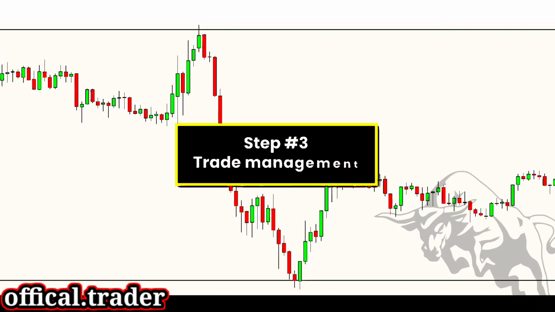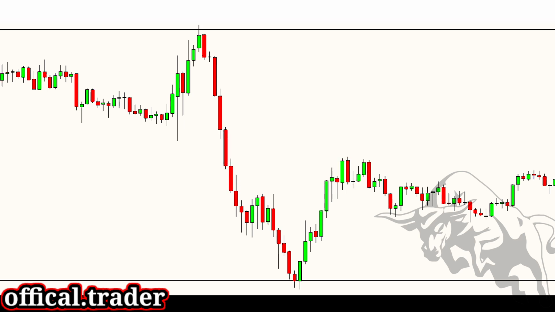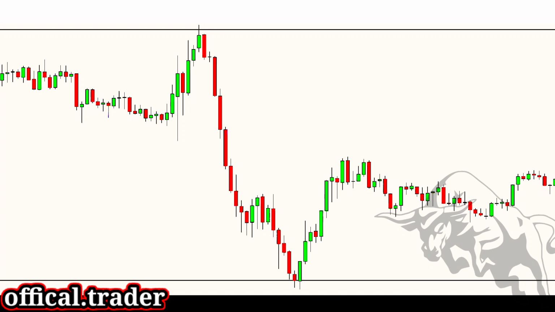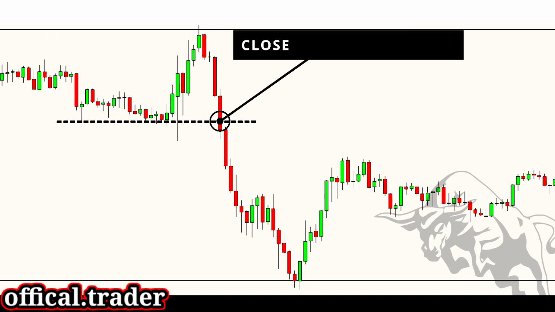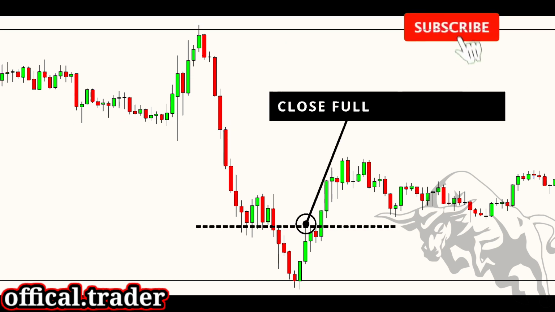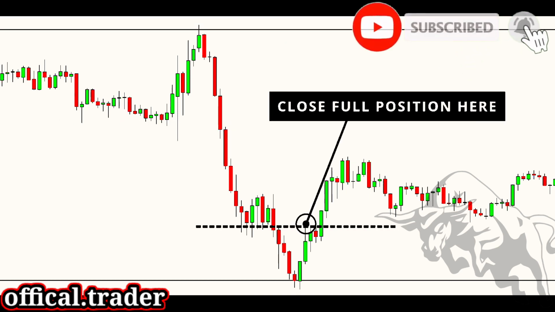Step 3 of this strategy is going to be your trade management. There are 2 ways we recommend managing your trade. The first is to close the full trade position as price reaches a lower time frame level of support and resistance. So for the first trade, we would look to close the full position as price reaches this level of support. And on the second trade, we would look to close the full position as price reaches this level of resistance.